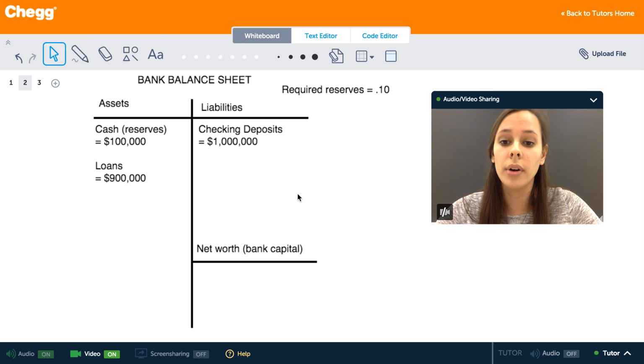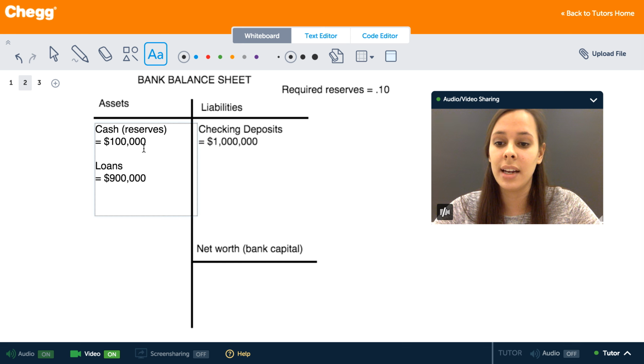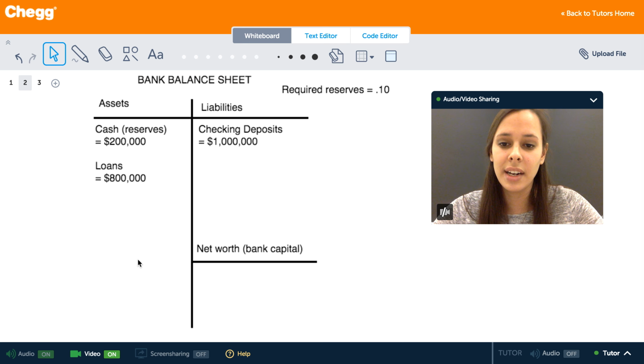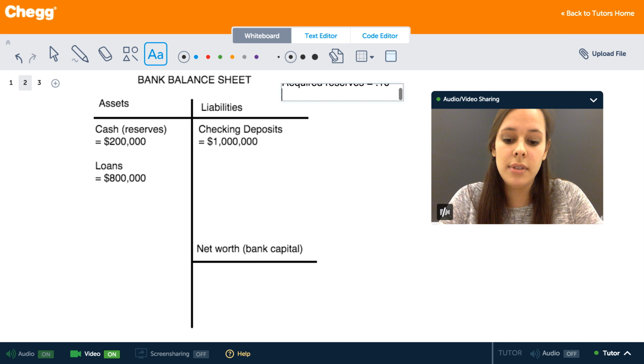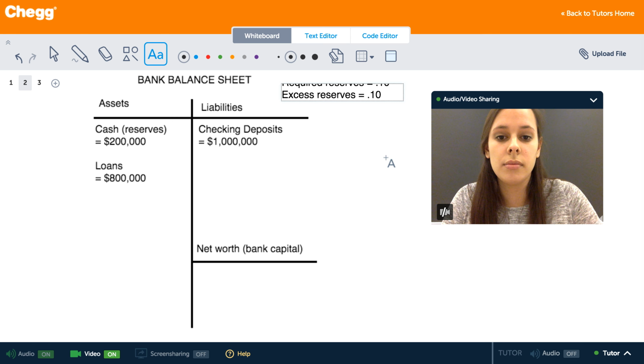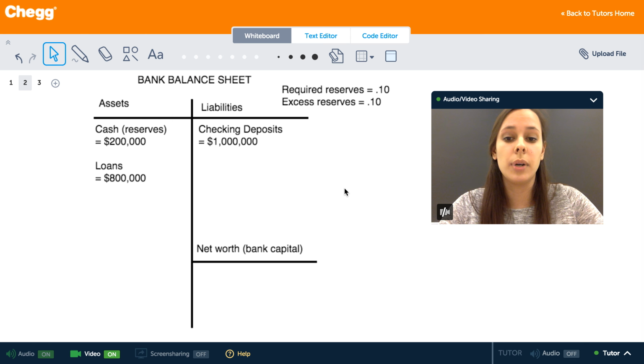If a bank holds more, in this example, than $100,000 in reserves, it is then holding excess reserves. So for instance, if I go ahead and change that number to 200,000, that means loans have to be 800,000. And if loans are 800,000, then they're holding 100,000 extra in cash. And what that means is that they're actually holding excess reserves of 10%, for total reserves of 20%. I hope that helps explain what required reserves are.